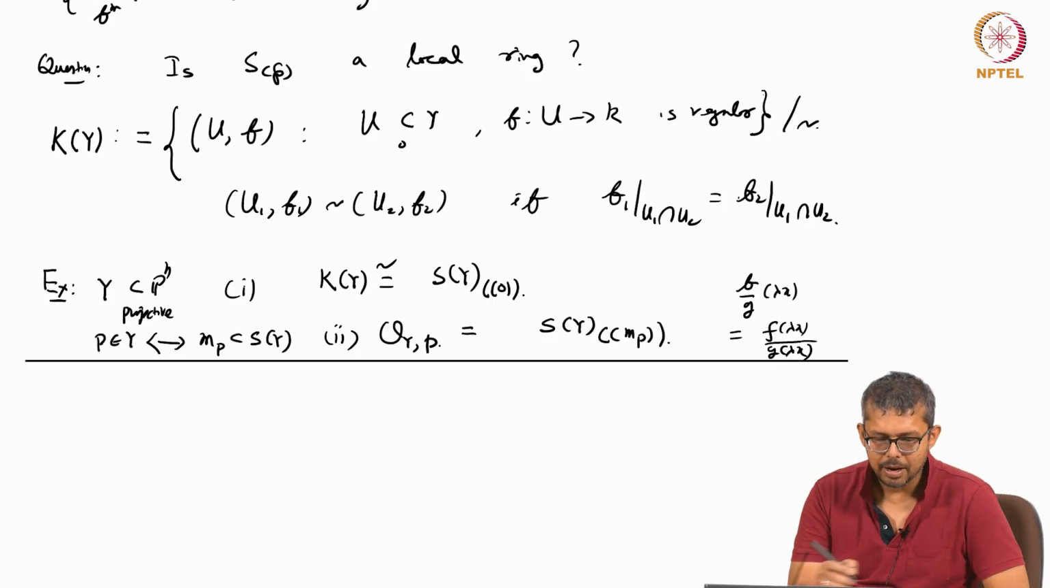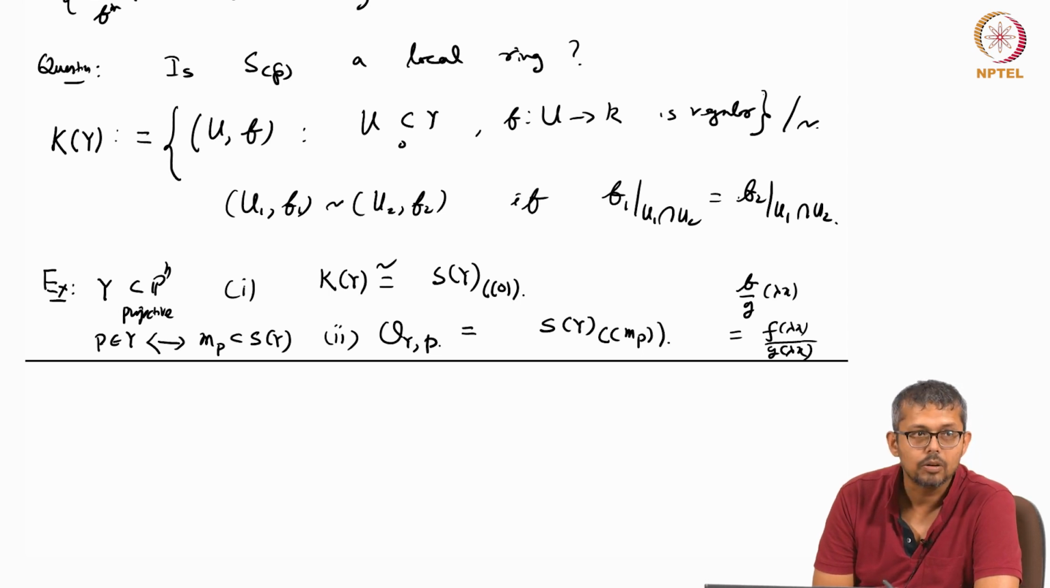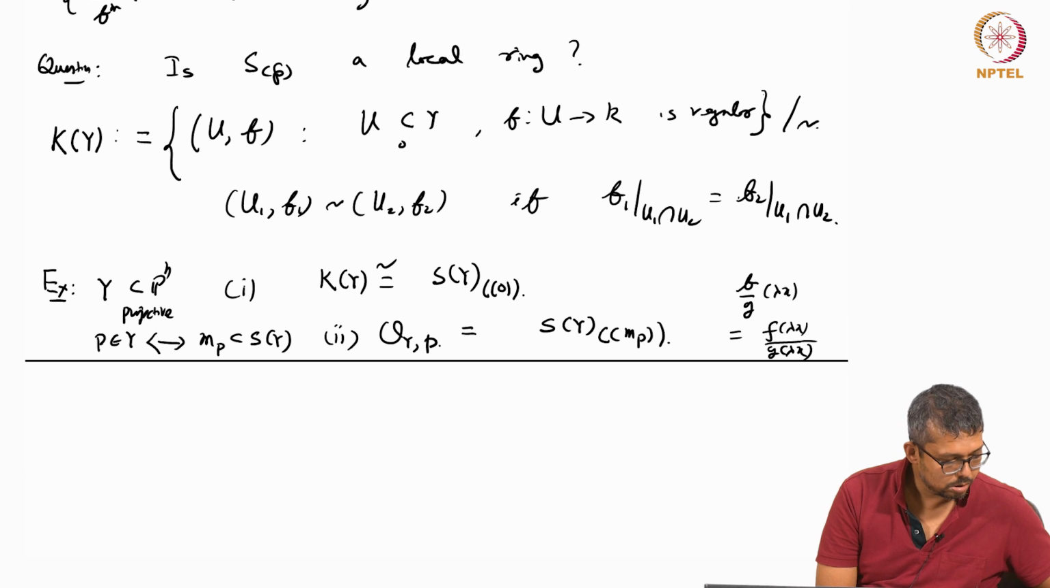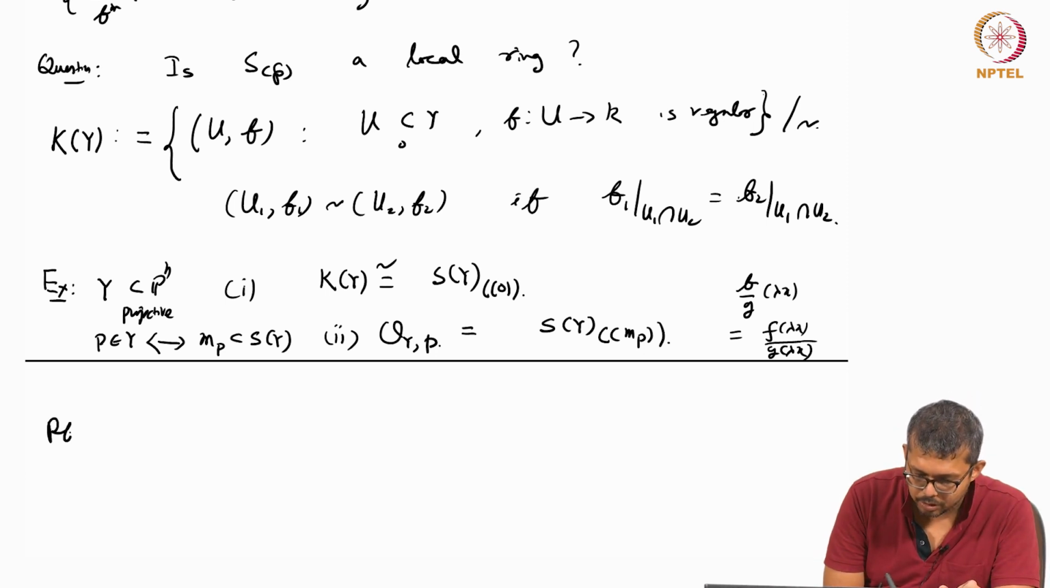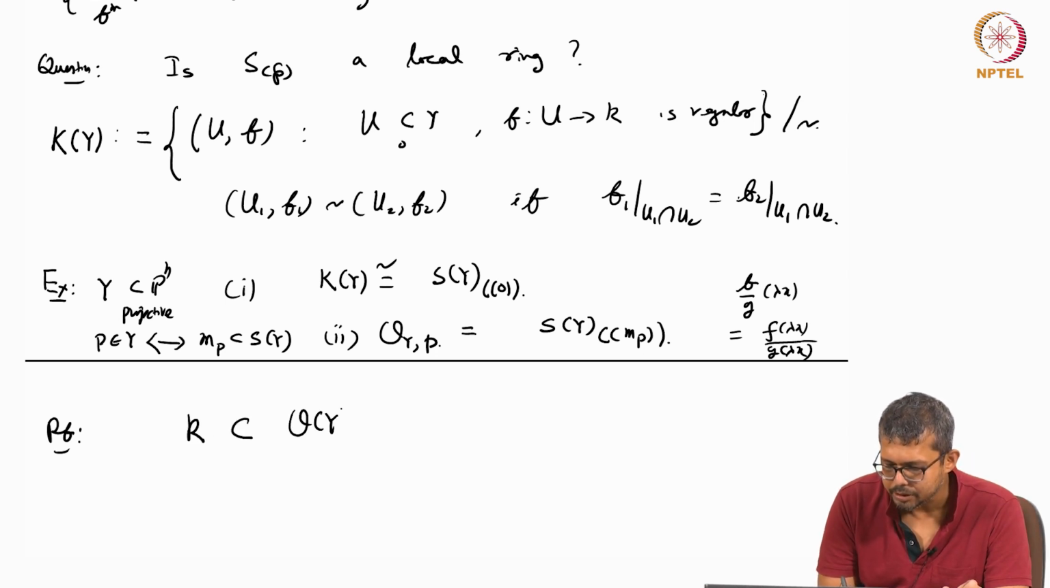So now let's come back to the proof of this proposition, that global regular functions are constants. First of all, if you take a constant, then of course they are regular functions. There is no doubt.